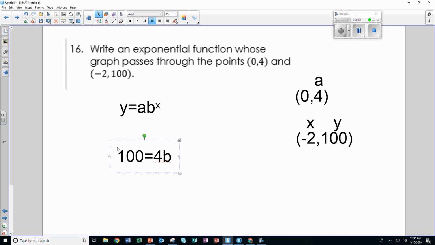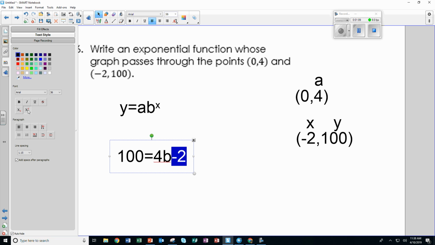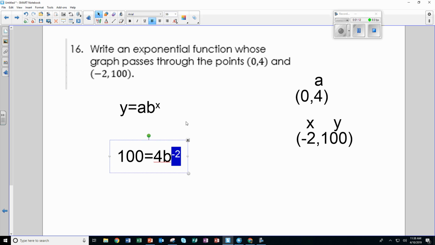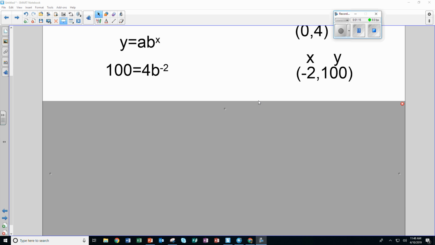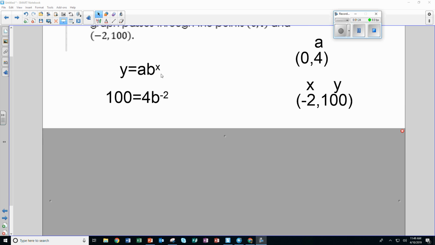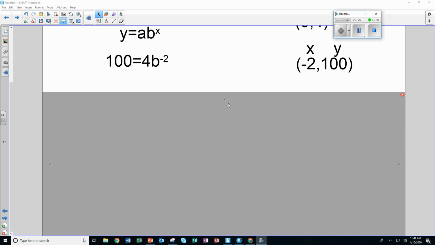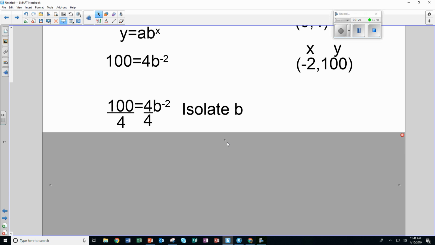But we do know that we have an exponent of -2. So I'm going to take -2 and make it an exponent. And so this is the equation that we need to solve. Okay, so we need to solve this equation for b. And once we find out what b is, we can write our function.